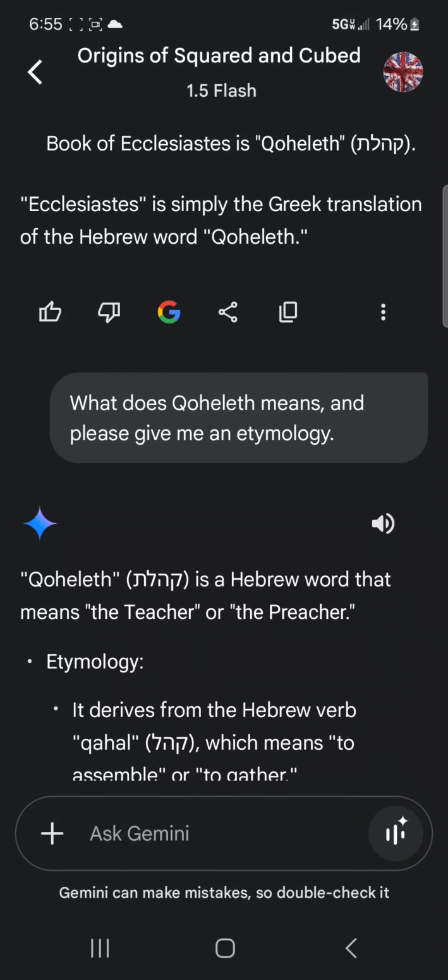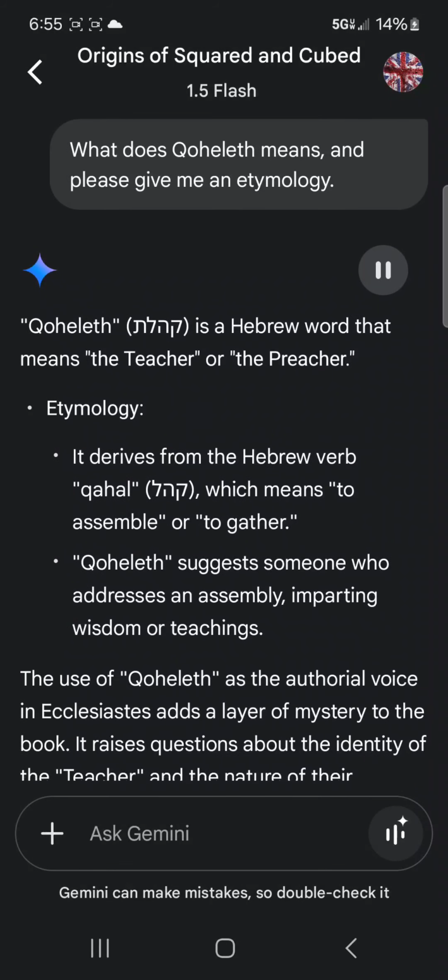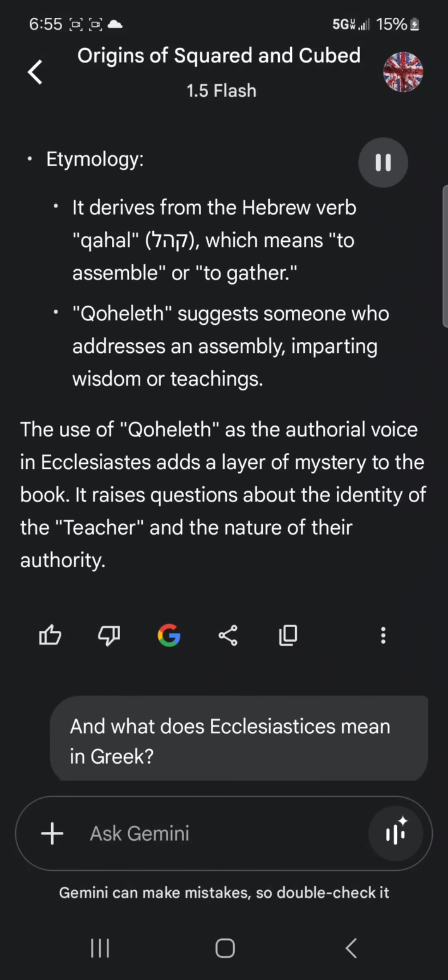What does Kohelet mean? And please give me an etymology. Koheleth, Kohelet, is a Hebrew word that means the teacher or the preacher. Etymology. It derives from the Hebrew verb kahal, which means to assemble or to gather. Koheleth suggests someone who addresses an assembly, imparting wisdom or teachings. The use of Koheleth as the authorial voice in Ecclesiastes adds a layer of mystery to the book. It raises questions about the identity of the teacher and the nature of their authority.